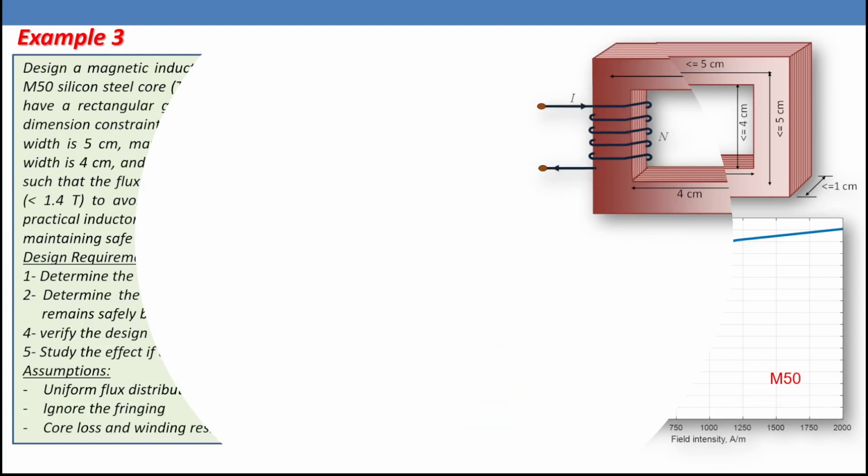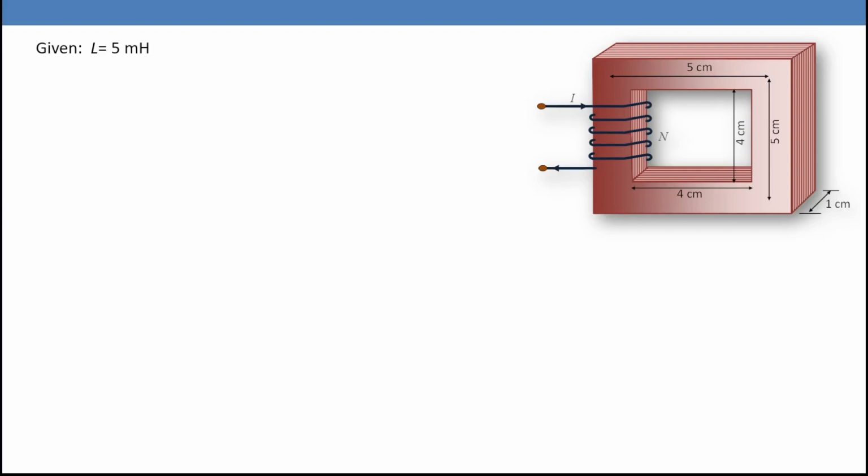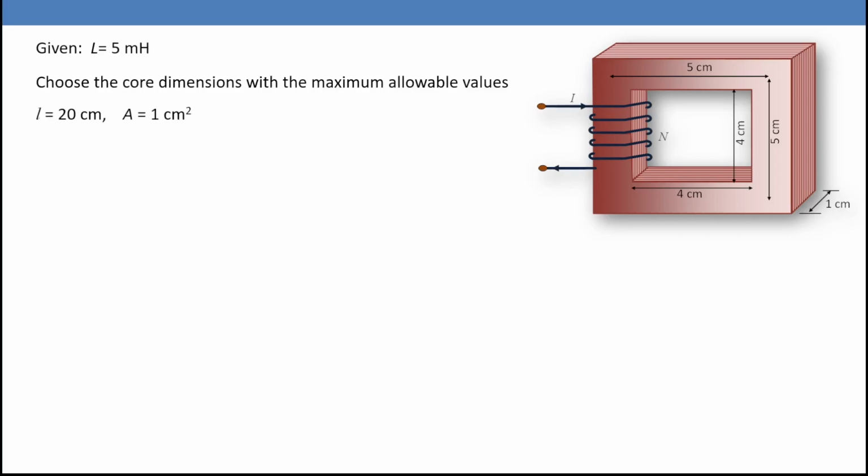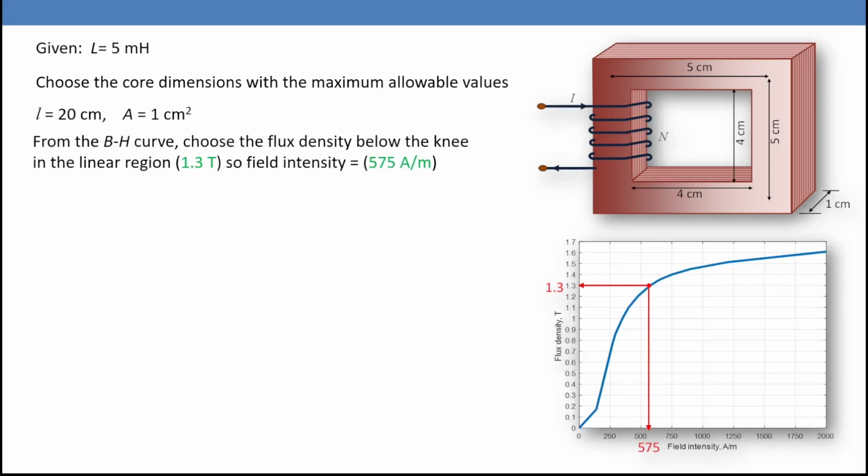Let's start. So now it's given that inductance should be 5 millihenry. To ease the design, we are going to start with the maximum allowable values, where the mean length is 5 cm plus 5 cm multiplied by 2, which will be 20 cm. And the cross-section area will be 1 cm multiplied by 1 cm, which is 1 cm squared. If we choose the window to be 4 by 4 and the mean length 5 by 5, that is going to give you an area of 1 cm squared. From the BH curve, if we choose a point something like 1.3 Tesla, that is going to give us H in the range of 575 ampere per meter.